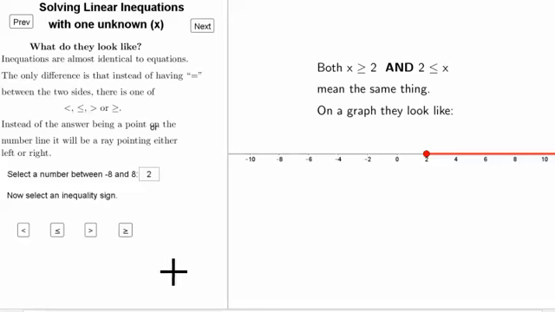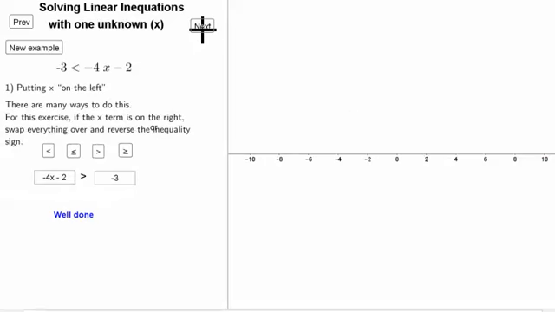Now that we have an idea of what an inequation means, we can move on to solving, or finding values of x that actually make the expression true. So let's click on the next button and we come here and we see we have an example that in this case has already been solved. So we go new example and we end up with 7 is less than or equal to negative 4x plus 3.